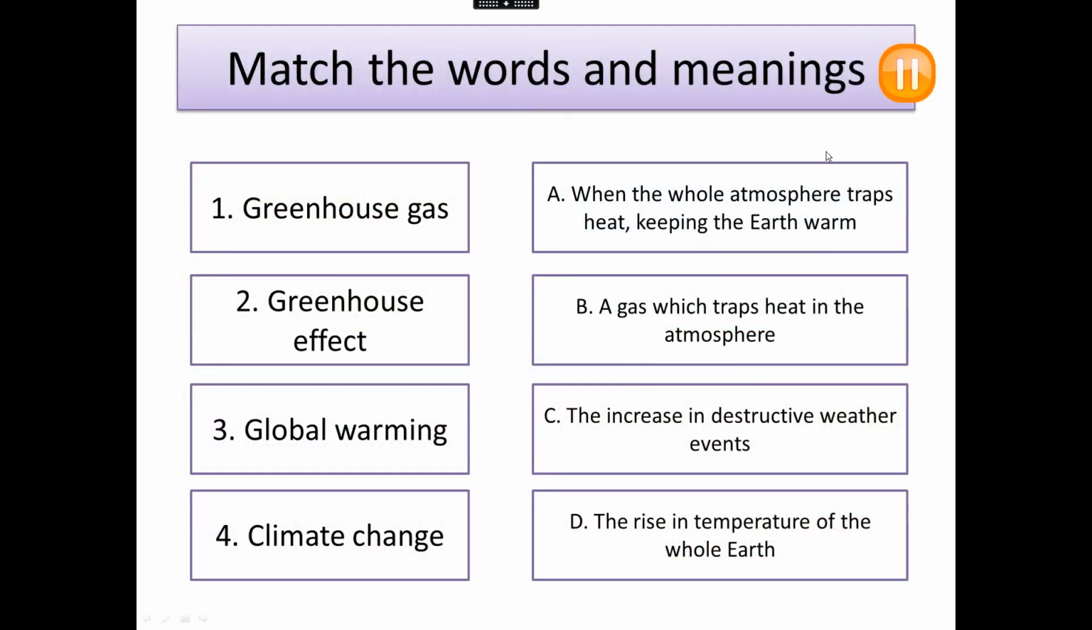Okay, matching keywords and meanings. Pause the video and you don't have to write this down, but just match the keyword to its meaning. So pause the video for long enough to make sure you understand all 4 keywords. Pause it now.